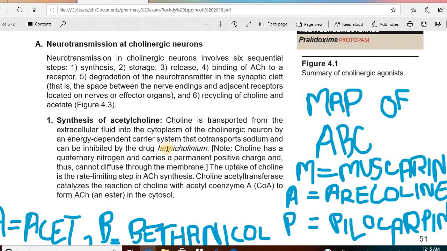Choline has a quaternary nitrogen and carries a permanent positive charge, thus it cannot diffuse through the membrane. So the uptake of choline is the rate limiting step in the acetylcholine synthesis.